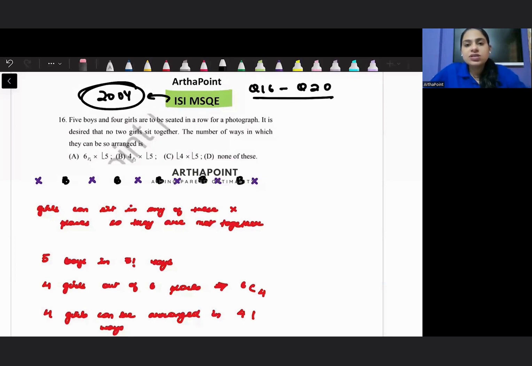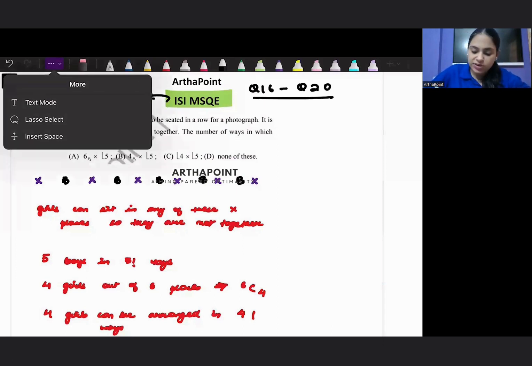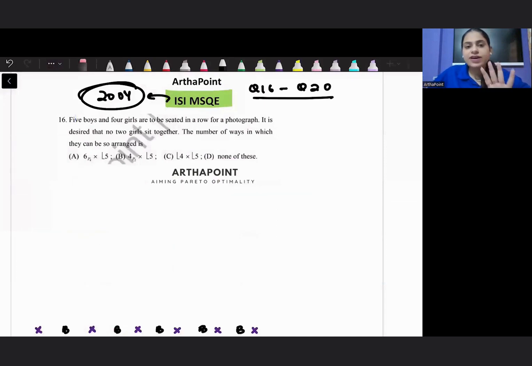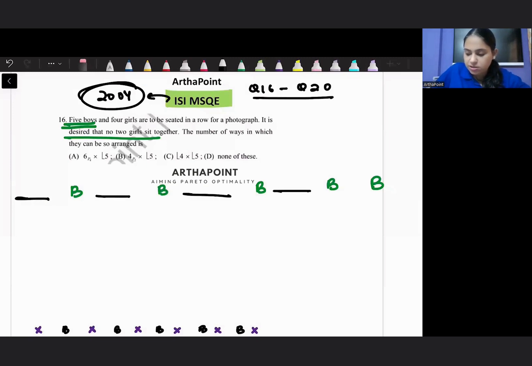5 boys and 4 girls are to be seated in a row for a photograph. It is desired that no 2 girls sit together. So try to understand this question. It says 5 boys and 4 girls. So we need to first place the boys: boy, boy, boy, boy and boy. And now I want that girls should not be sitting together. No 2 girls sit together. So a girl can come here, here, here, here, here or here. When girls come in these positions, the girls would not be sitting together. Okay, the number of ways in which this can be arranged can be found as follows.